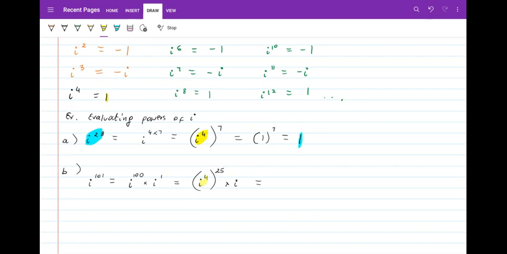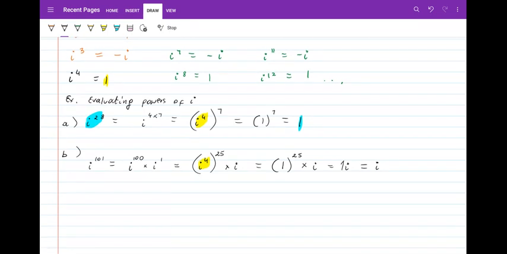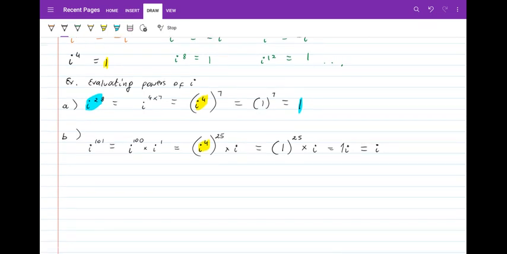Now we know that i to the power of 4 is just 1. So again, we're getting 1 to the power of 25 times i. 1 to any power is always equal to 1. So we have 1 times i, and the solution will be i. So if you guys have problems like that, use the rules of exponents.